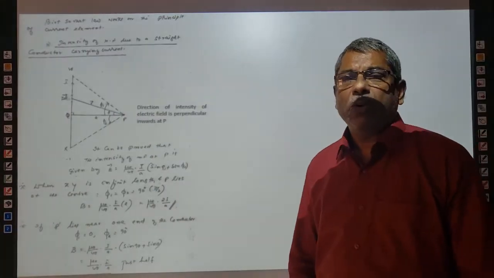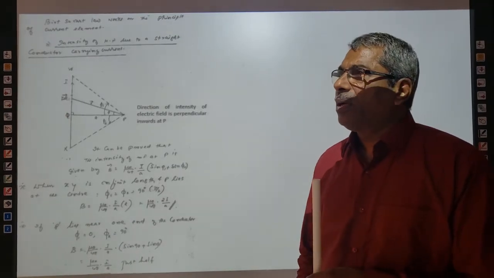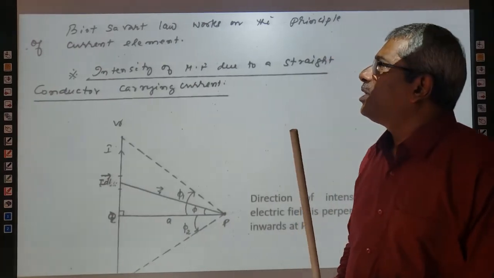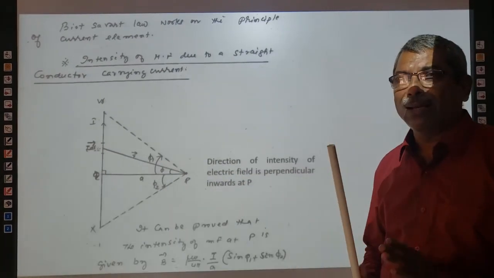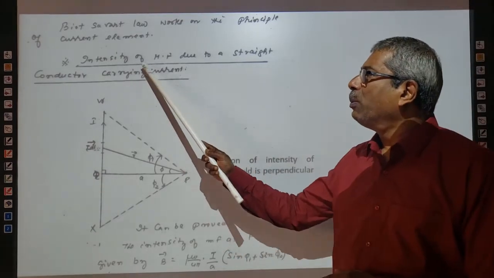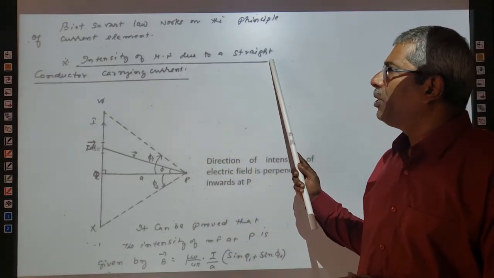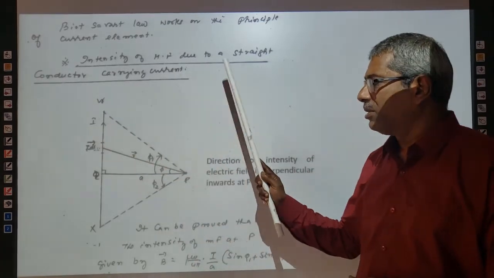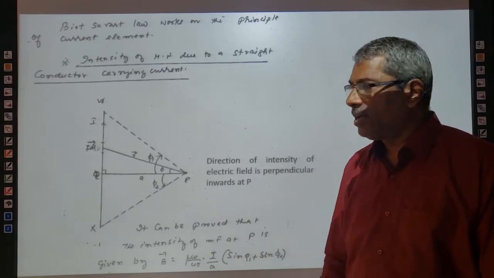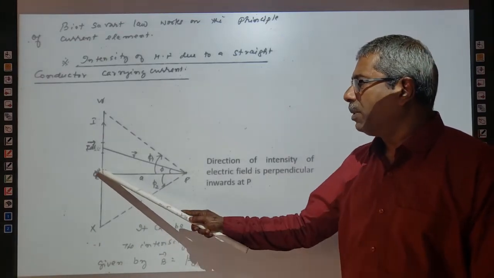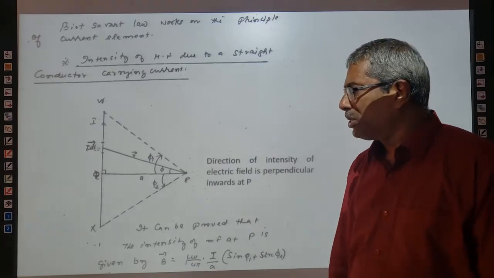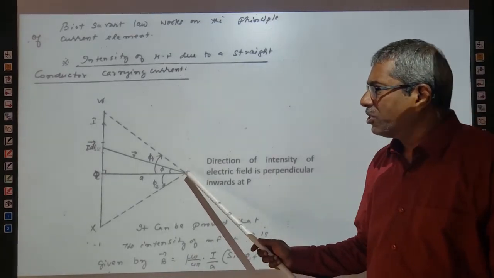So we have explained the Biot-Savart's law. On what principle does Biot-Savart's law work? Everybody knows. Biot-Savart's law works on the principle of current element. Right. Now we are explaining another new topic. Intensity of magnetic field due to a straight conductor carrying current. This is a straight conductor carrying current I. Right? There is a point P at a perpendicular distance away from it, where we wish to calculate the intensity of magnetic field. So this is a geometrical method.